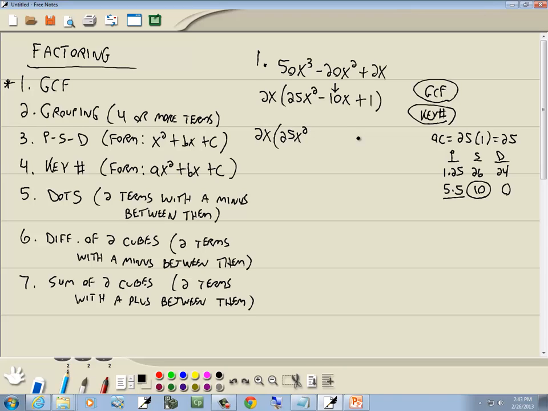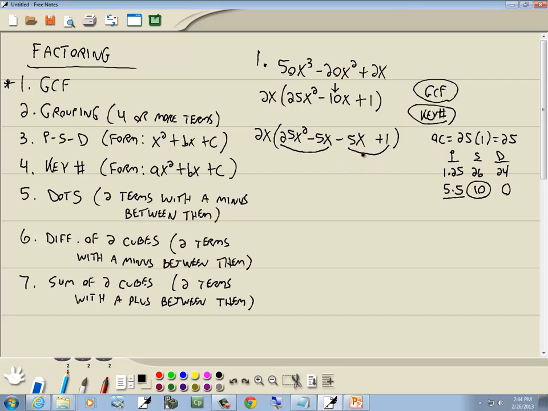And what we do with the key number is we rewrite our middle term using those two numbers. Now, for the larger number in the P column, which are both 5s here, so it doesn't matter which one you pick, the larger number is the same sign as the middle term. Middle term's negative, so we're going to have a negative 5x. Now, the number I circled in the S column, S for same sign, so if one of the 5s is negative, the other 5 will be negative also.